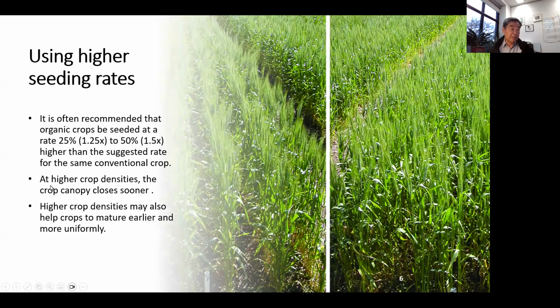The main reason is that at a higher crop density, the crop canopy would close sooner, and then the crop would be able to compete with and suppress the weeds. Higher crop density also helps the crop mature earlier and more uniformly, because they compete for the moisture. Once the soil moisture is used up, the crops start getting mature.